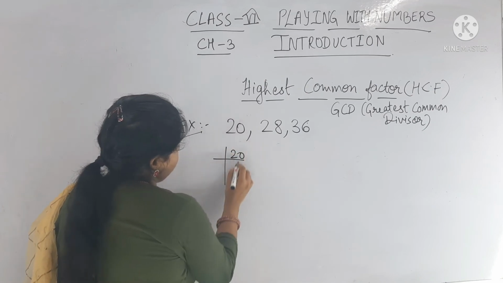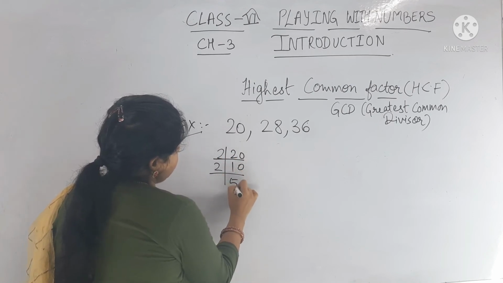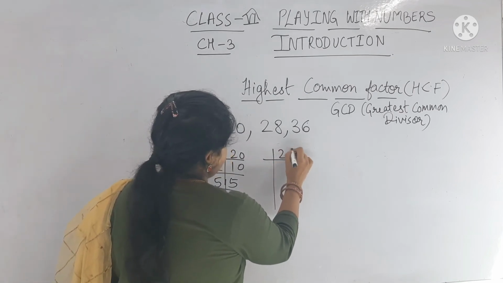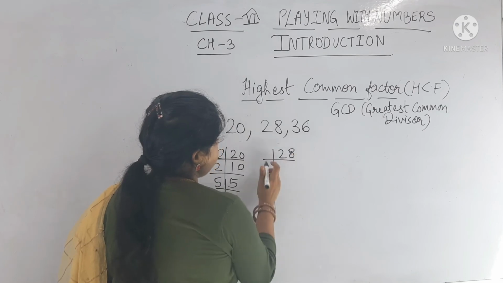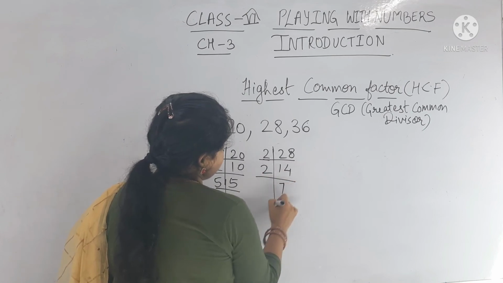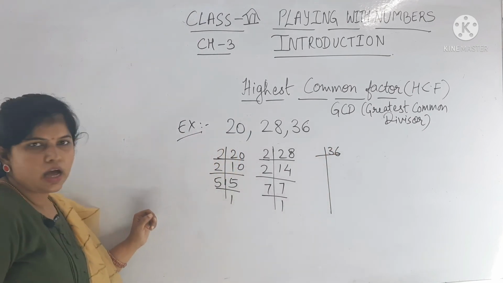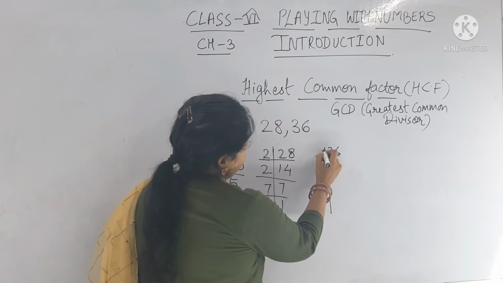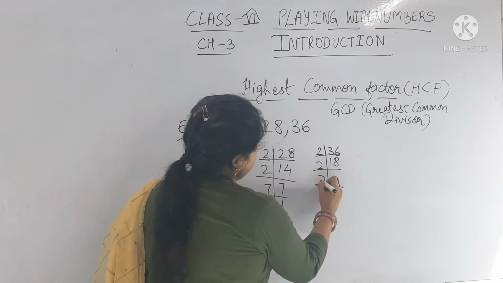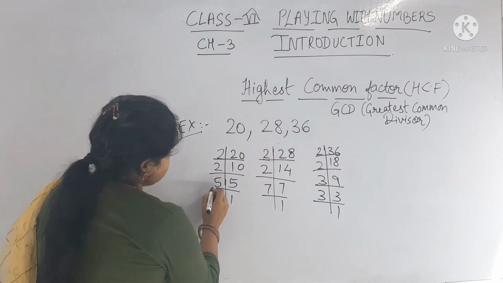So for 20, we first take 2. 2 10s are 20, 2 5s are 10, 5 1s are 5. Okay, 28: the last digit is 8, so it is divisible by 2. 2 1s are 2, 2 4s are 8, 2 7s are 14, 7 1s are 7. Okay, now 36. 2 1s are 2, 2 8s are 16, 2 9s are 18, 3 3s are 9, 3 1s are 3. Like this you have to factorize these 3 numbers.